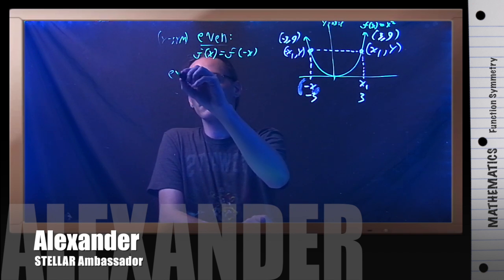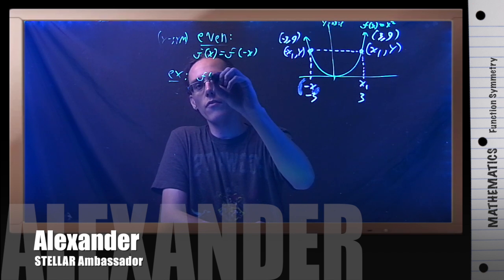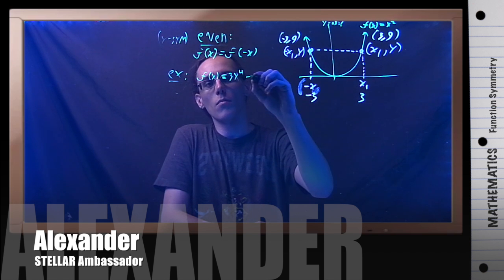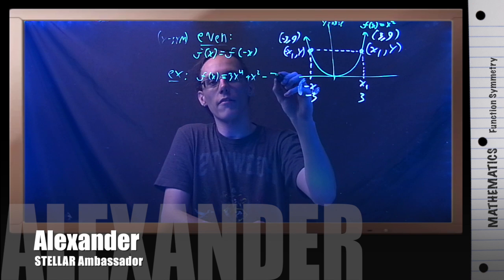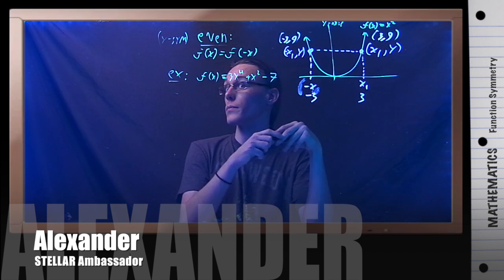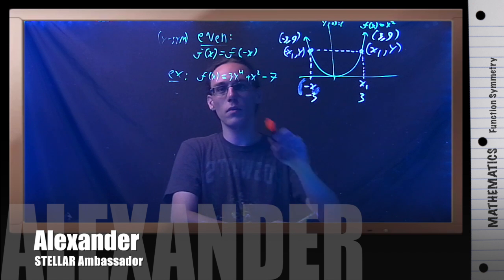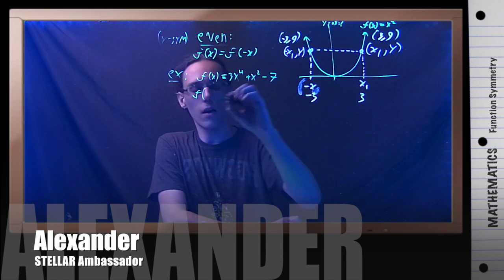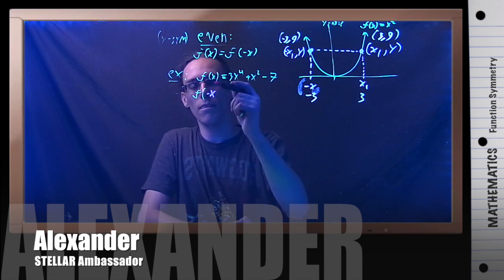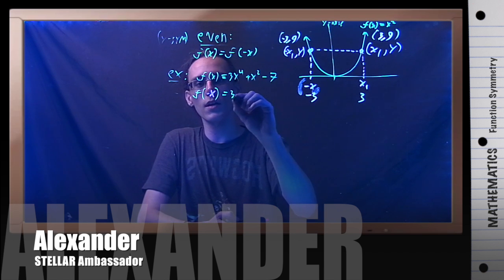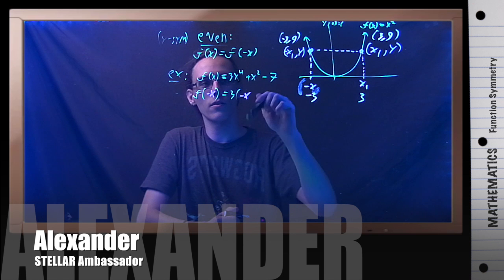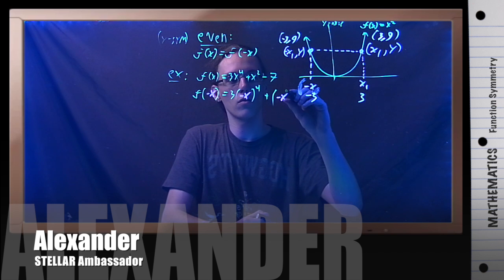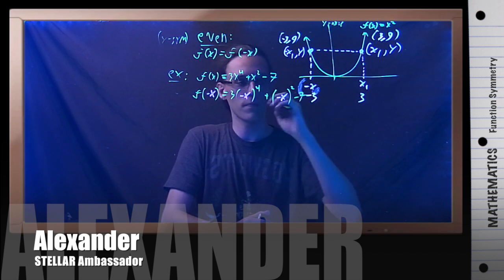So, an example, let's say we have the function f of x equals 3x to the fourth plus x squared minus 7. And we're asked, is this even? Well, what we can do is we can just plug in negative x and see if we get the same thing. So this is going to become f of negative x equals 3 times negative x to the fourth plus negative x squared minus 7.